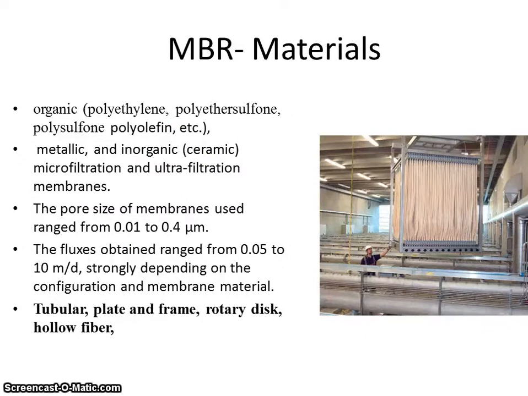A lot of membrane materials are available in the market. They can be organic in nature or inorganic in nature. Some of the examples I have written here: polyethylene, polyether sulfone. These are some of the materials that a membrane can be made of. It can sometimes even be inorganic, which is ceramic in nature. The membrane pore sizes normally range from 0.01 to 0.4 micron. However, it will vary on the type of membrane that is employed, and fluxes normally range between 0.05 to 10 meters per day. So this is about the pore size and the basic material of the membrane.